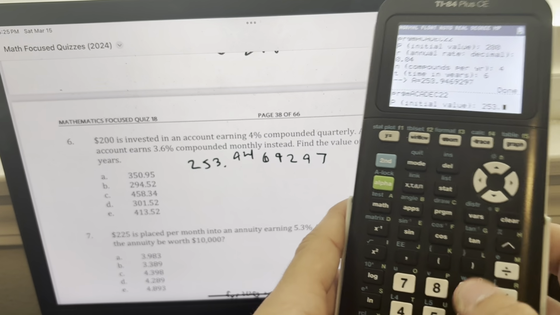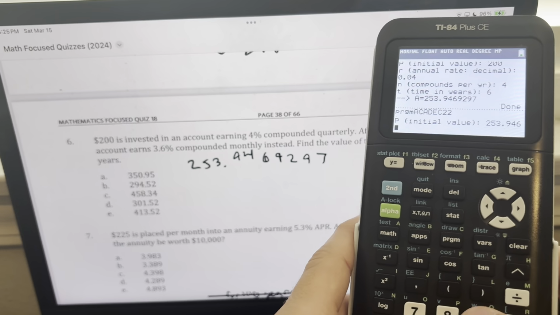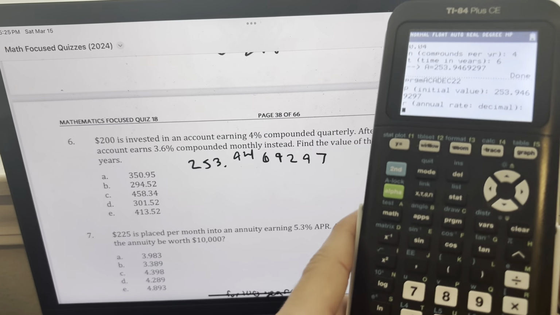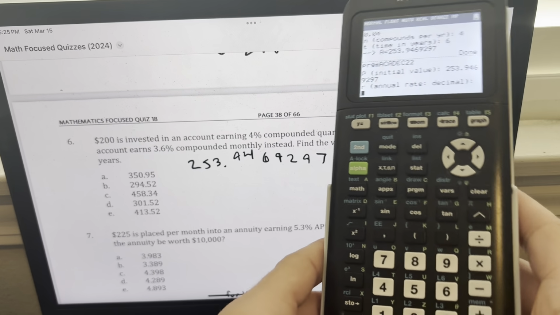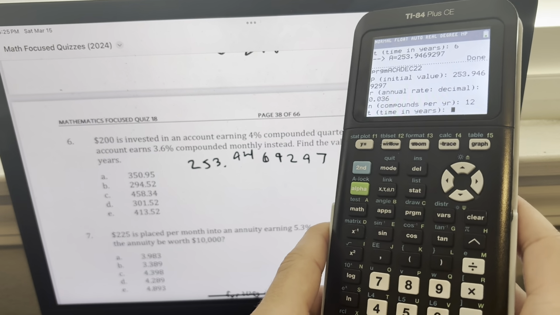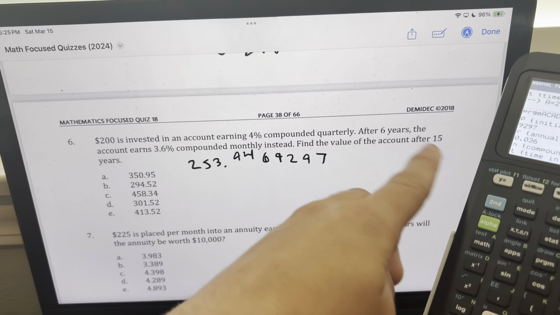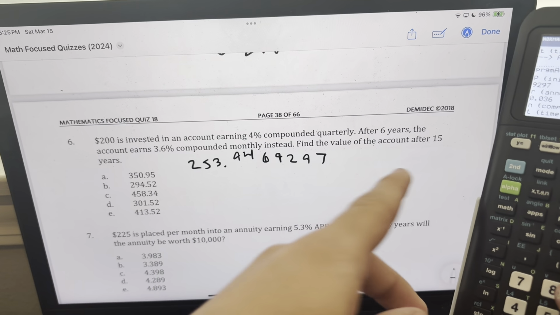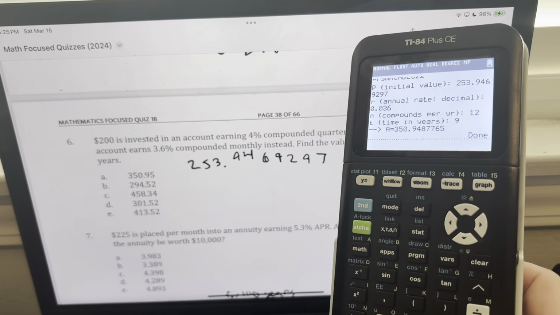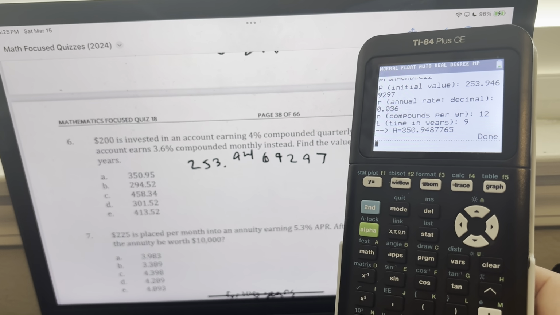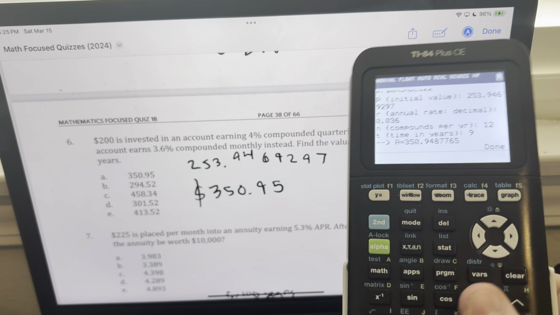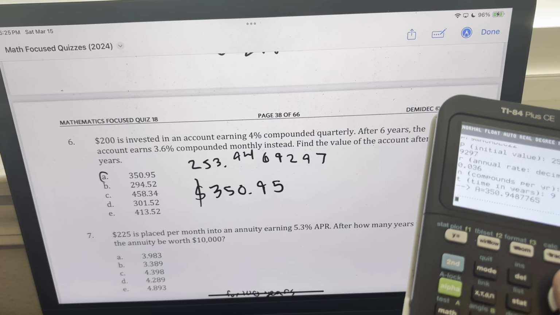So 253.94692997, and then the annual rate is going to be now 0.036 because it's 3.6% now. Compounds per year is now monthly instead, so 12. Time in years, well, 15 minus 6 is 9 more years. So we're looking at the total is 15 years, but we've already done 6 years, so it's going to be 9 years. And so our final answer is $350.95. Yippity-doo-dah. Okay, so that's that.